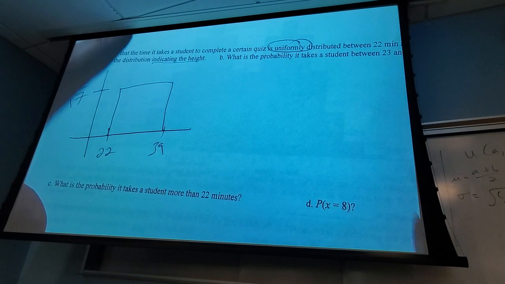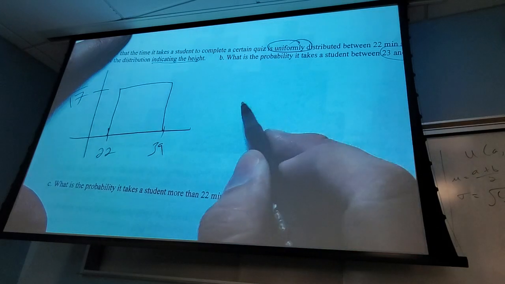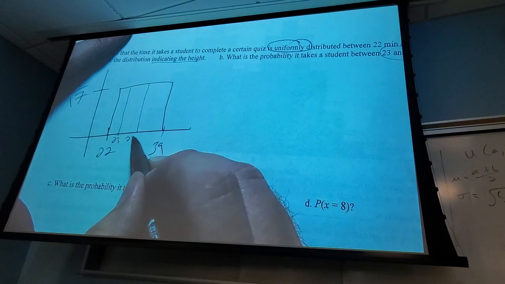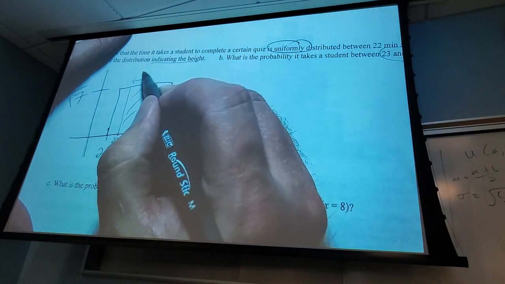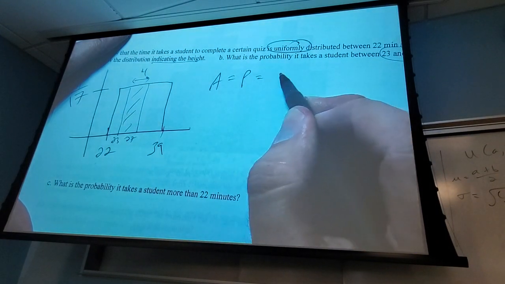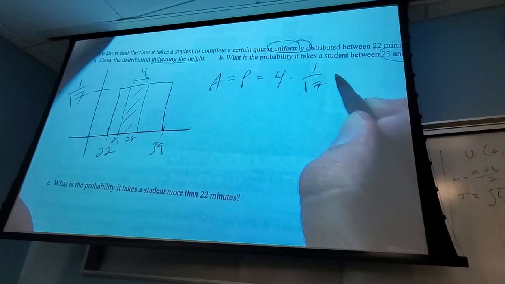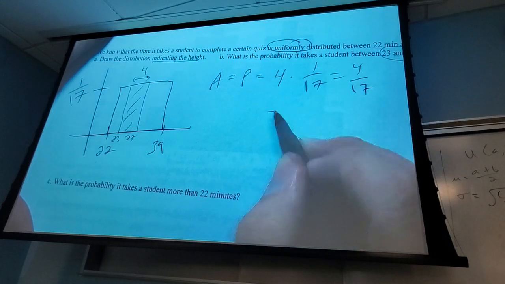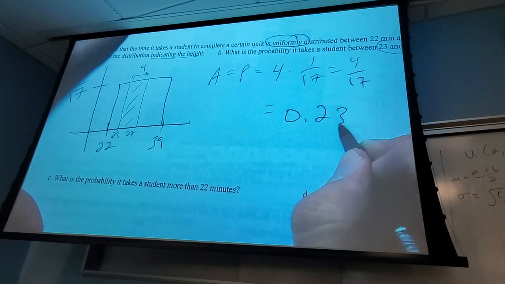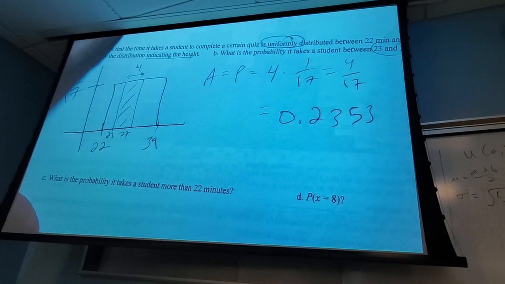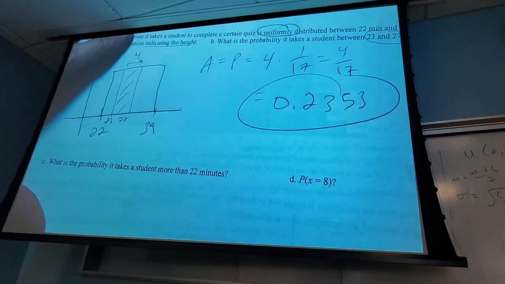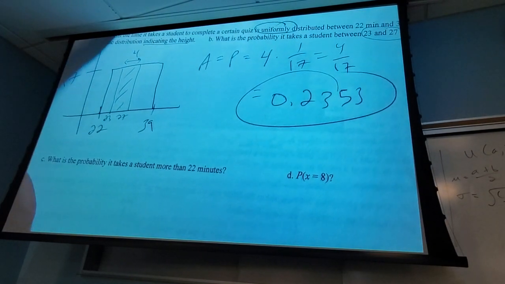So then between 23 and 27, this has got a width of 4. So then the area is equal to the probability, which is equal to 4 times 1/17. And what is 4 divided by 17? 0.2353. Okay. Sounds good. And you can make that 23.53% if you want to.